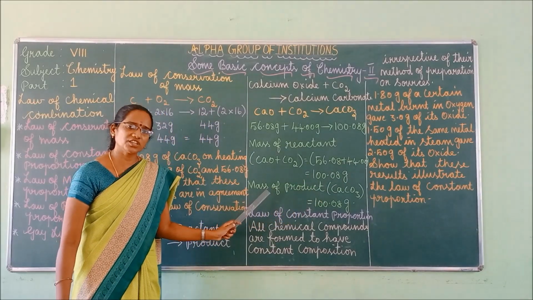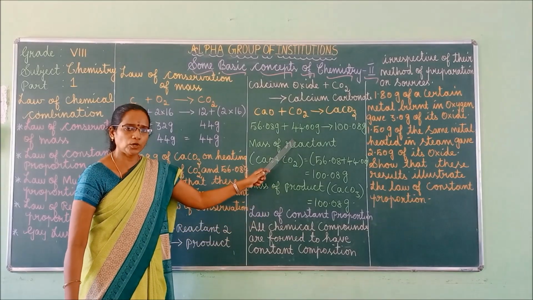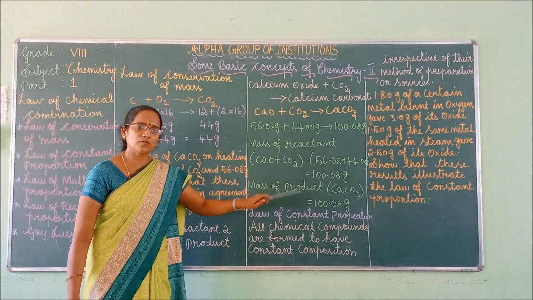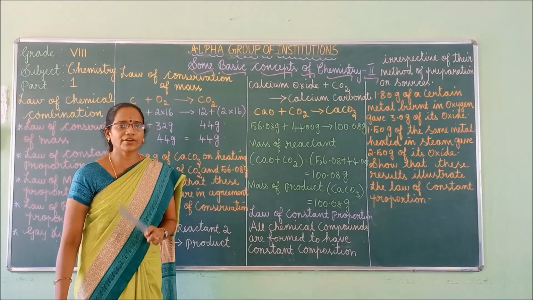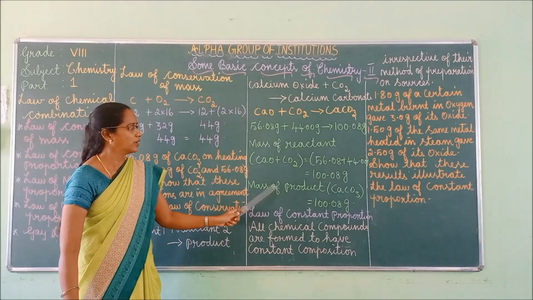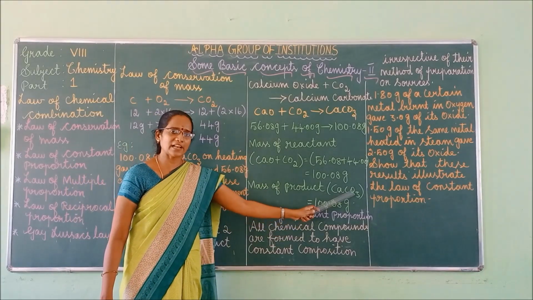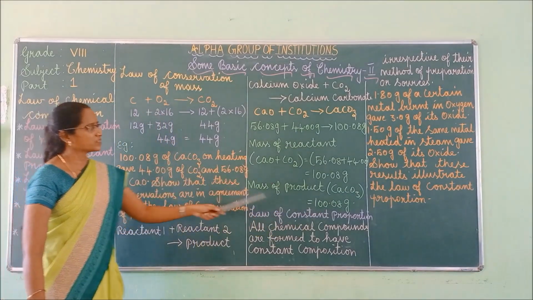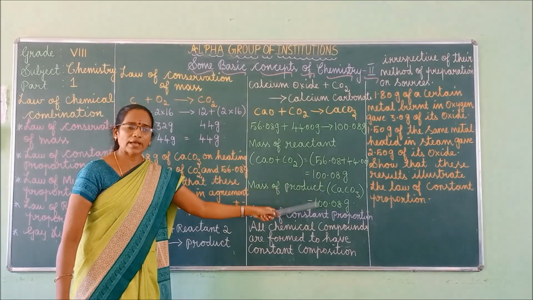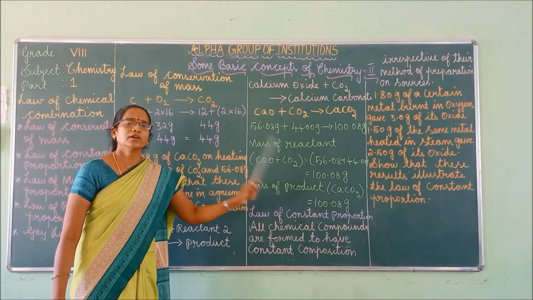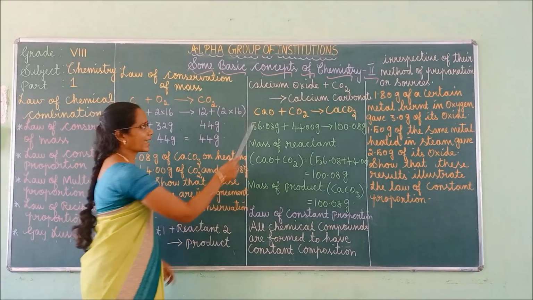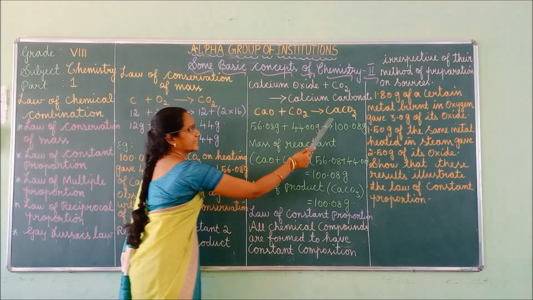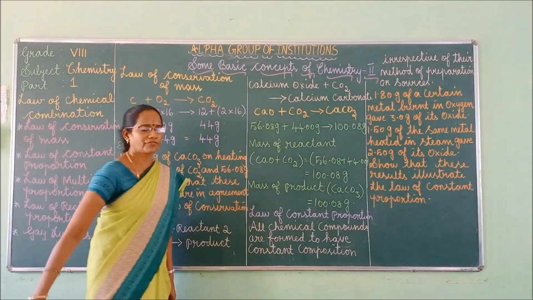Next we have to mention the mass of the product. So now we know the mass of the reactants. Next we have to identify the mass of the product, isn't it? So the mass of the product is calcium carbonate. Already the value is given in the question itself. See the reactant value as well as the product value. The total mass of the reactants is always equal to the total mass of the product.